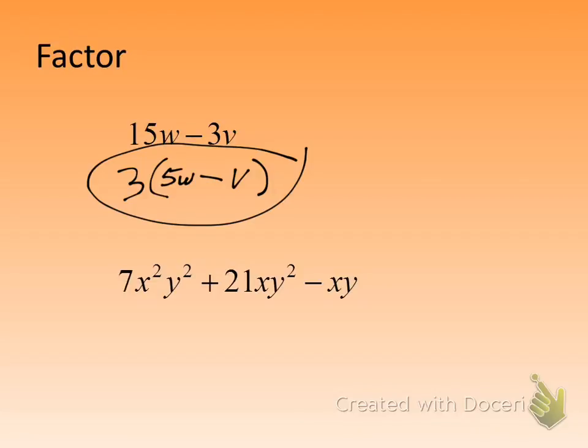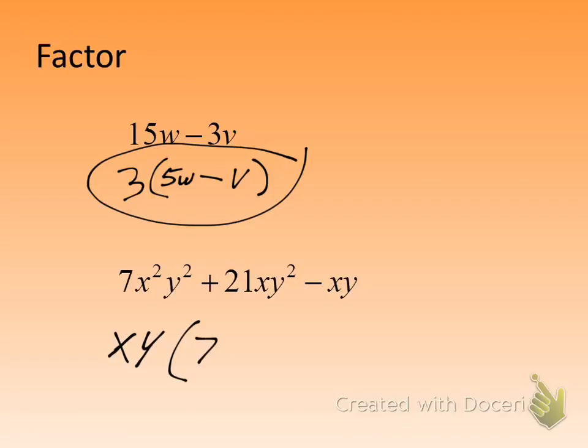Second one: 7x squared y squared plus 21xy squared minus xy. GCF out of those would be what? 1 what? 1xy. Okay. Even though your numbers don't work, you definitely have variables that can come out of there. I can see how each one has at least 1x and 1y in it, so you can at least pull one of those out.